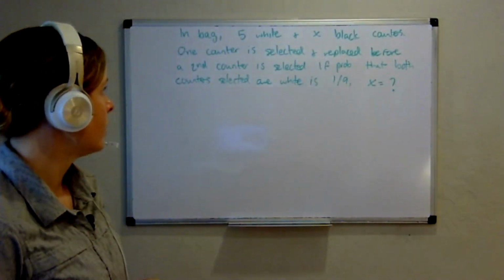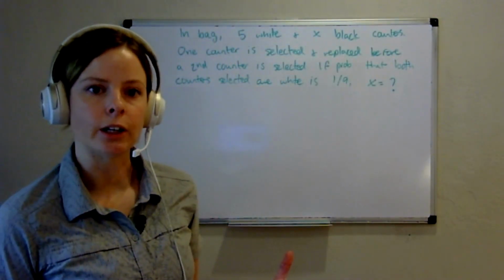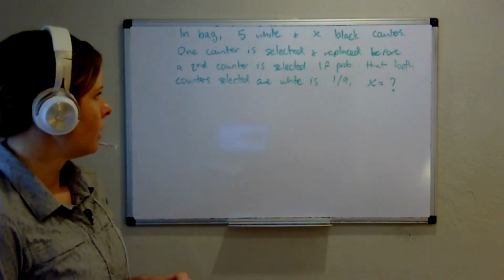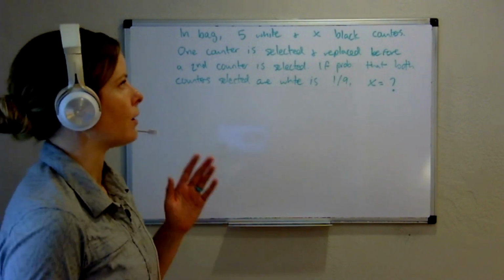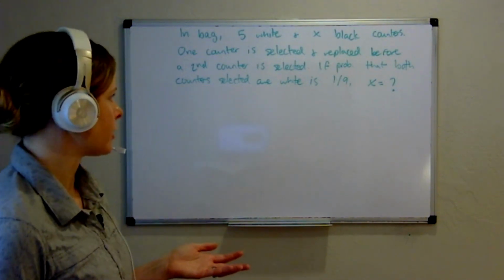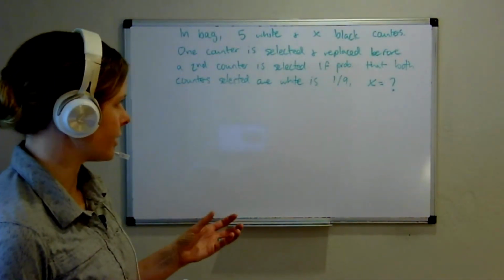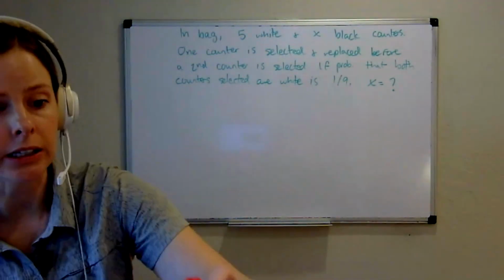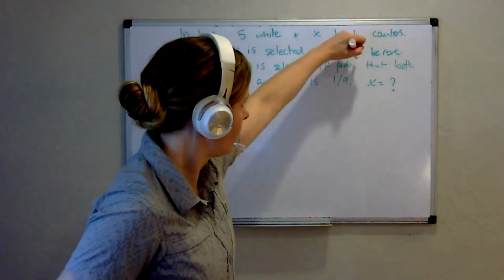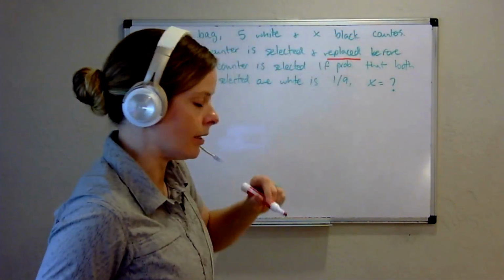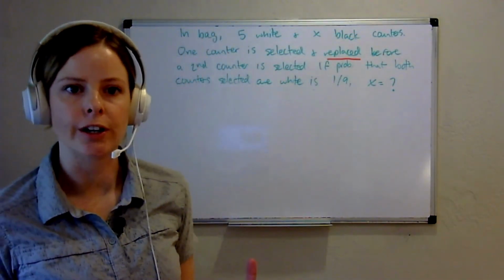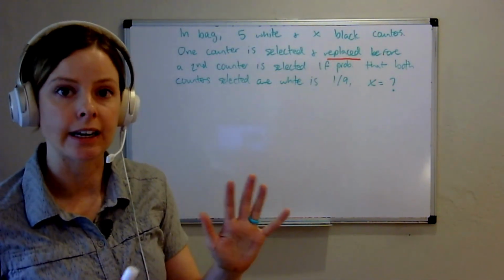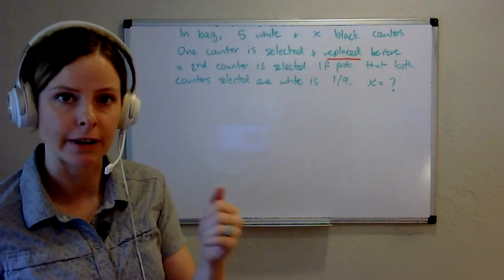All right. So here we've got a probability question with some variables involved. So let's see what we've got and go from there. We have a bag, and in this bag there are 5 white and X black counters, and then one counter is selected and replaced before a second counter is selected. So this word replaced definitely pops off the page at me. What replaced means is that my overall pool isn't changing, right? So I take one out and then I put it right back in, and then I'm in the same place that I started when I go for my second counter.